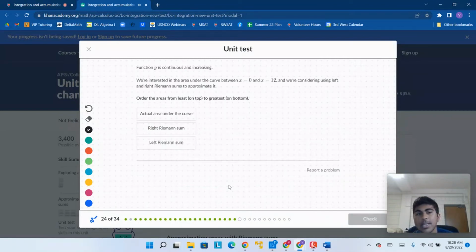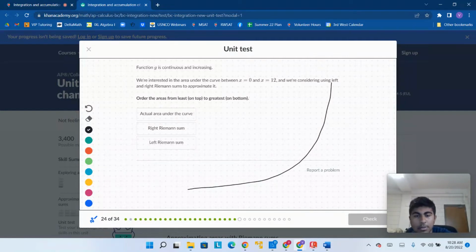Function g is continuous and increasing. We're interested in the area under the curve between x equals 0 and x equals 12, and we're considering using left and right Riemann sums to approximate it. Order the areas from least on top to greatest on the bottom. Okay. It's continuous and increasing, so it's increasing.